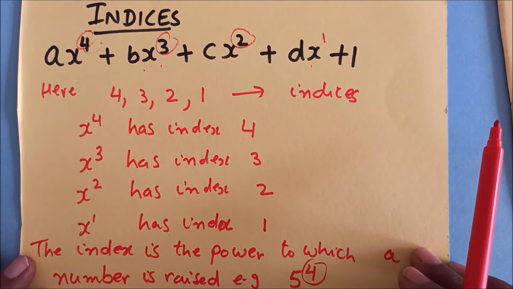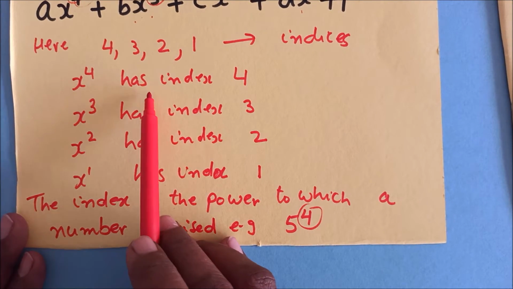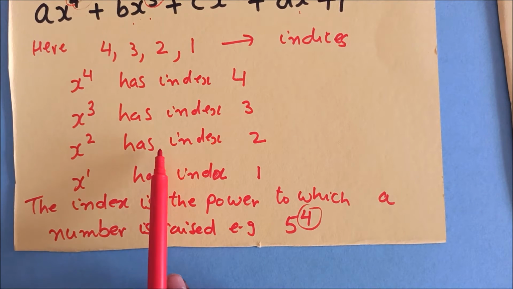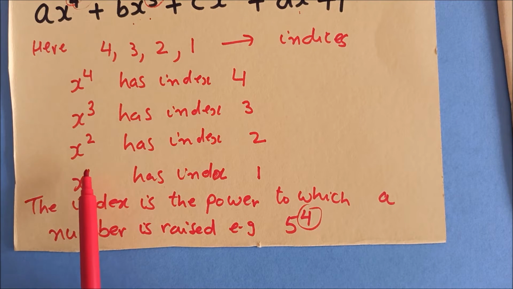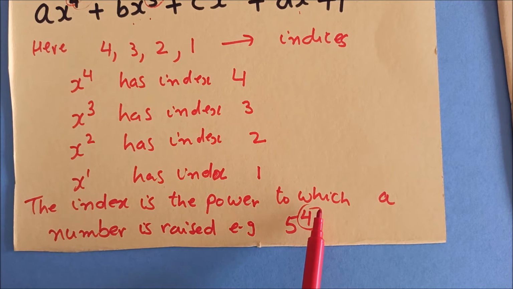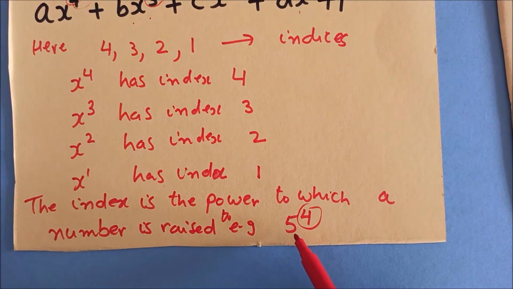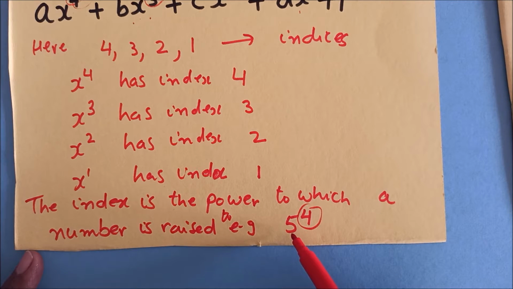If we look at every term, you can see in the first term x^4 has index 4, x^3 has index 3, x^2 has index 2, and x^1 has index 1. Although it doesn't seem there is any power, if it is not there, that means there is 1 on the top of x. So index is the power to which a number is raised. For example, 5^4. Here 4 is the index and 5 is the base.